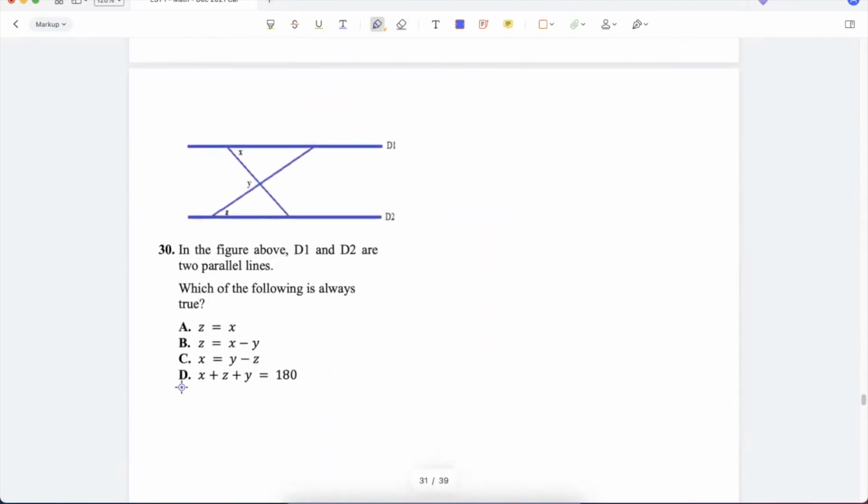In the figure above, D1 and D2 are two parallel lines. Which of the following is always true? Z is equal to X? No, that's not true. Z is X minus Y? Actually, if you draw a line parallel like this, then this will be X and this will be Z. So Y will be X plus Z. So X can be written as Y minus Z. Option C.